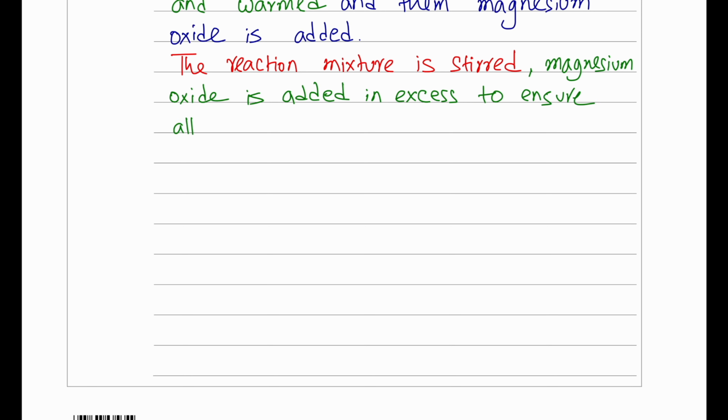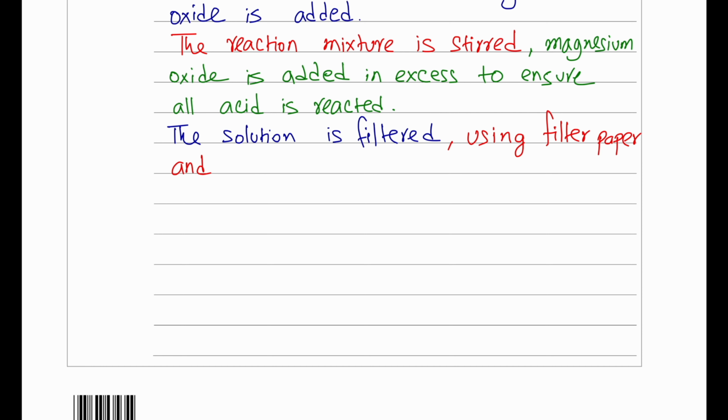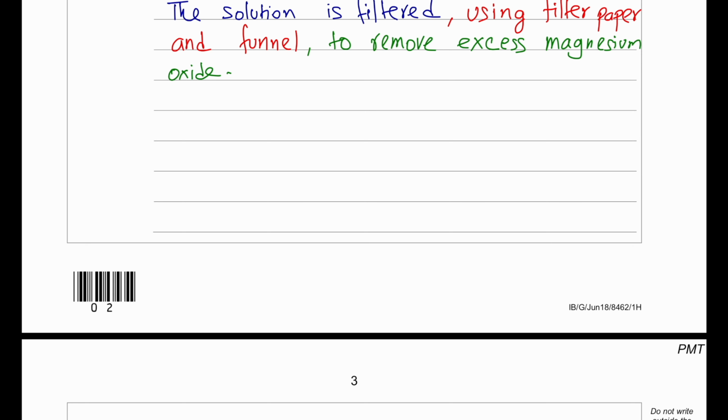Now, the main reason why we're continuously adding magnesium oxide is because magnesium oxide is insoluble. So if we add extra, we will ensure that all of the acid has reacted. However, we will not have any problem filtering out the excess magnesium oxide at the end of the reaction because remember, it's insoluble. Then we're going to filter that solution using a filter paper and a funnel to remove the excess magnesium oxide.